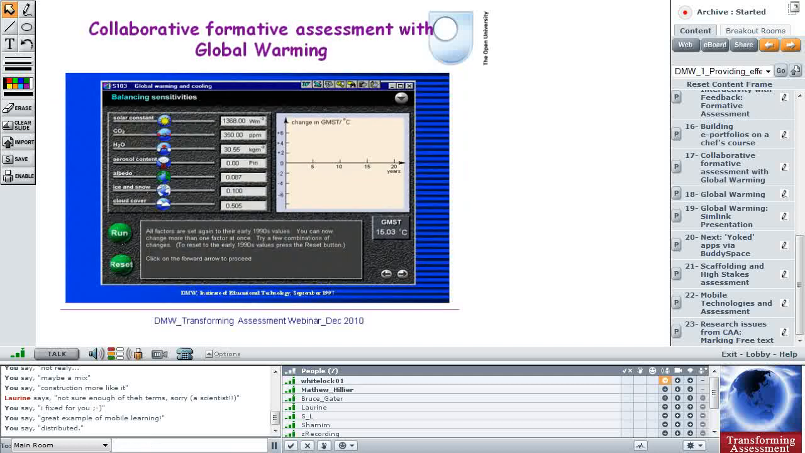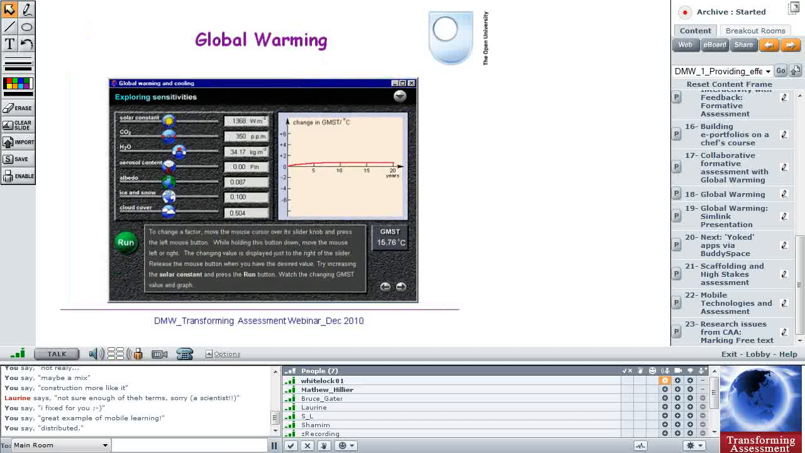Now I'm going to move on to another science example, which is that of global warming. But here we go. Here we've got a screen where you've got on the left-hand side 7 variables that can be changed to affect the global warming model. And if you start to use the slider on the left-hand side to change those variables, then you will see a change in the temperature, the graph, on the right-hand side.